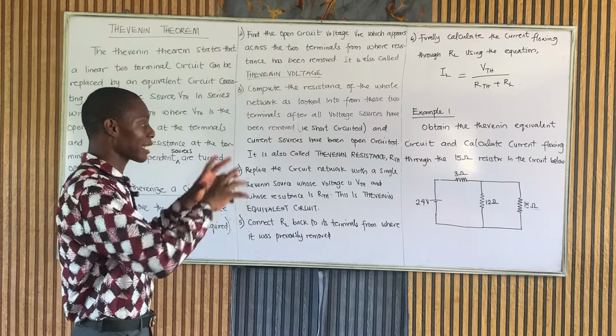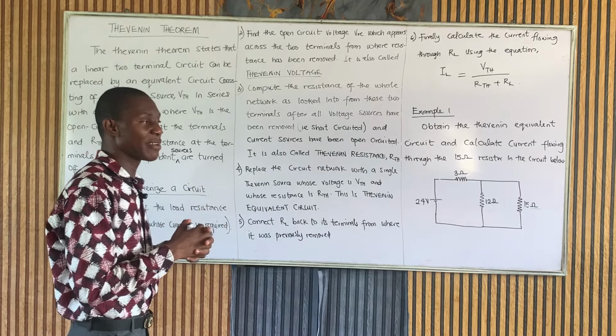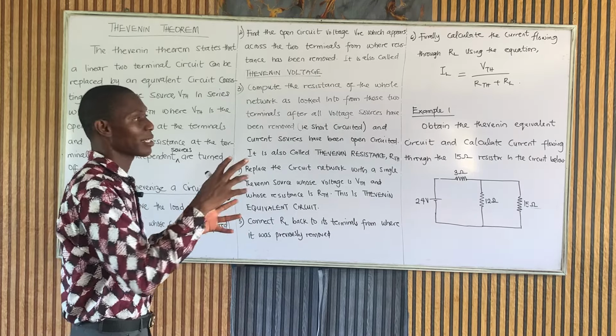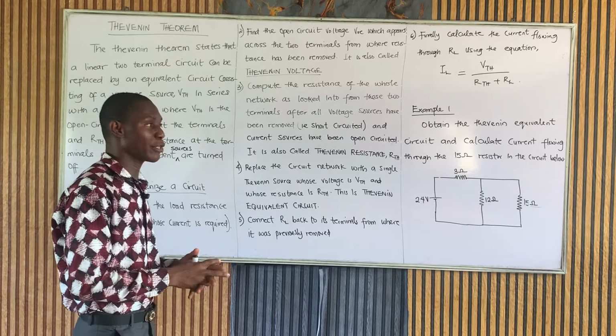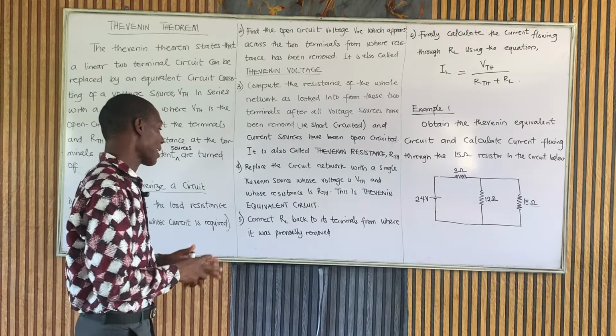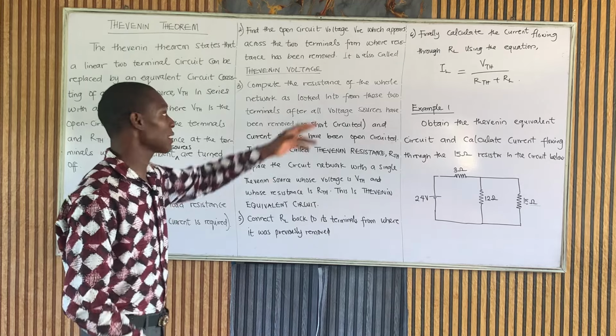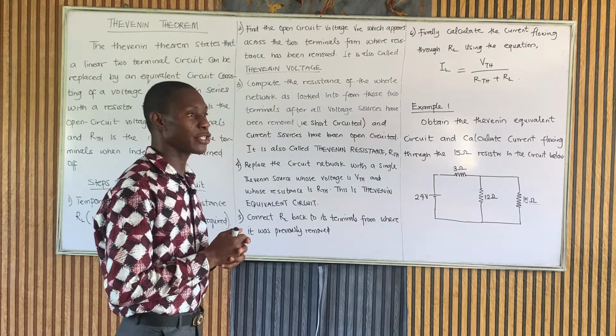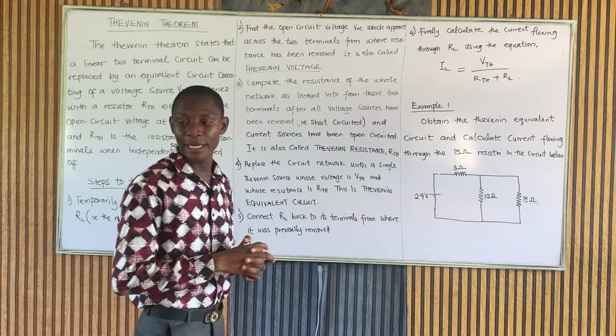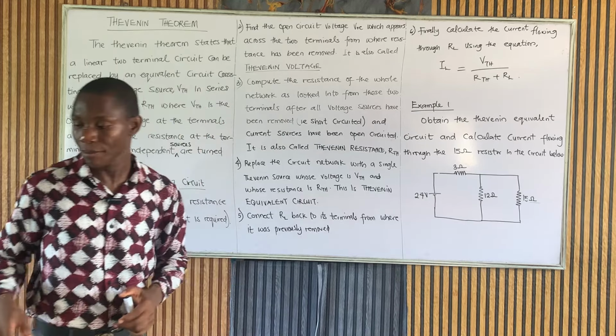So we then replace the circuit again by the Thevenin voltage in series with the Thevenin resistance, and then our load resistor is placed back, and then we calculate the current using this formula that IL is equal to VTH over RTH plus RL. Let's take an example now.